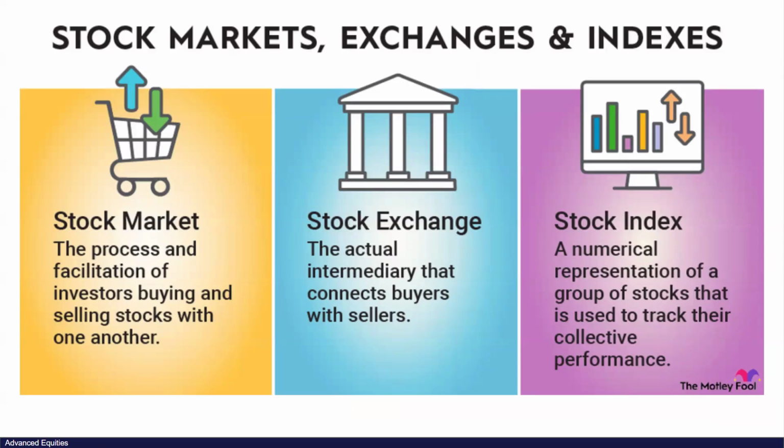Stock markets, exchanges, and indexes. The stock market is the process and facilitation of investors buying and selling stocks with one another. In this process, you're buying low and then selling high, right? Because you're trying to make a profit. That's just basic arbitrage, and that's what people are doing on the stock market.